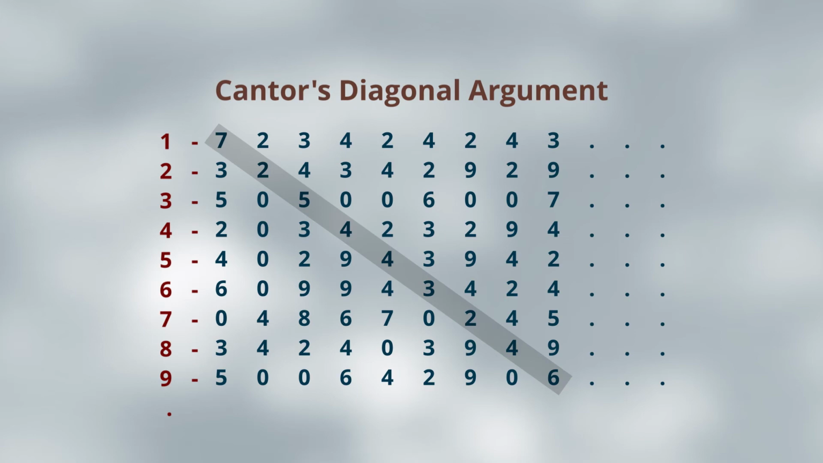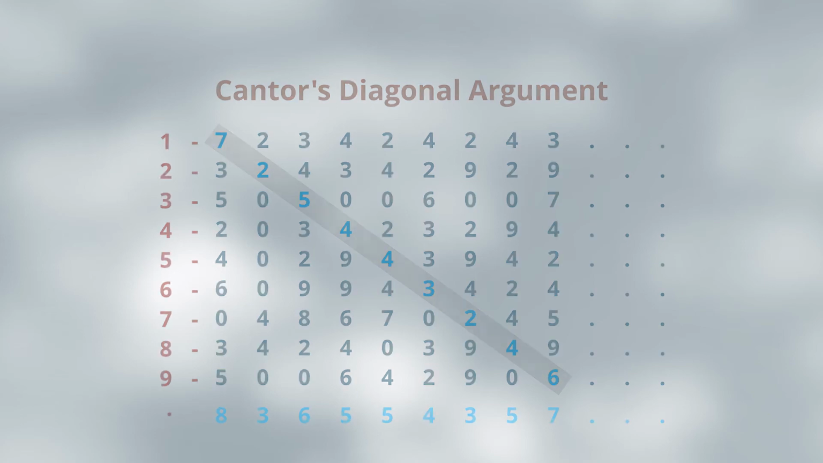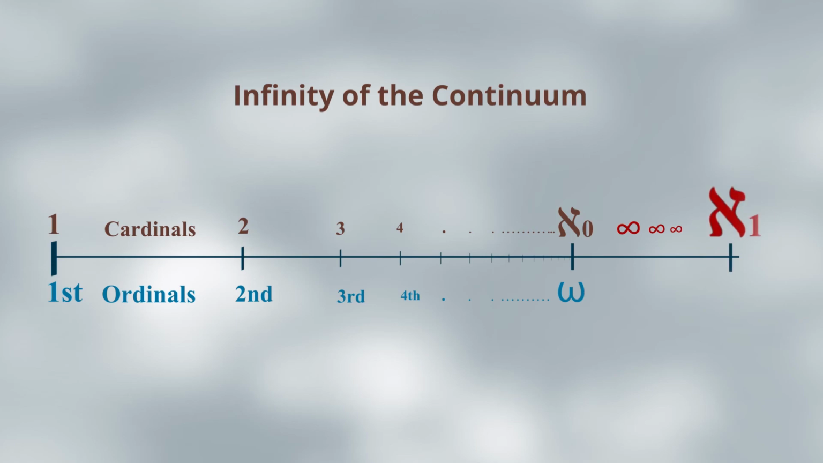For example, the first decimal digit of the first number plus 1, the second digit of the second number plus 1, and so on. Our new number is different from every other number on our endless list in at least one place. So we have found a number that is not on the original list. Since we can keep repeating the process, our list is never complete. The total amount of real numbers is uncountable. The size of the set of real numbers is called Aleph 1, or the infinity of the continuum.